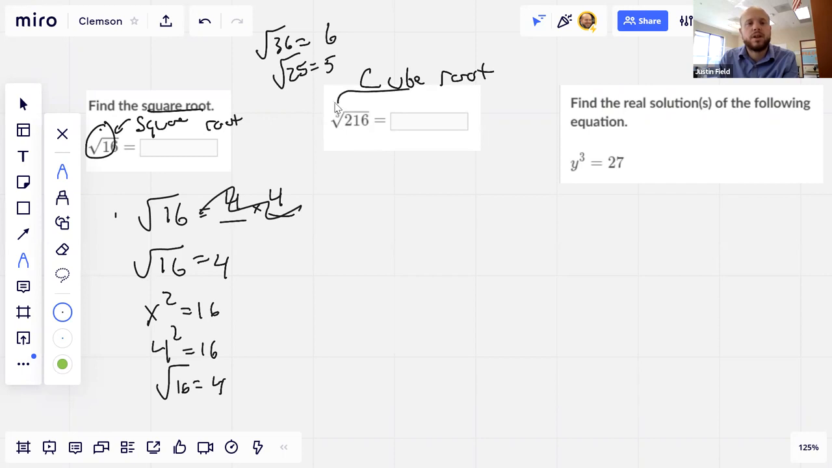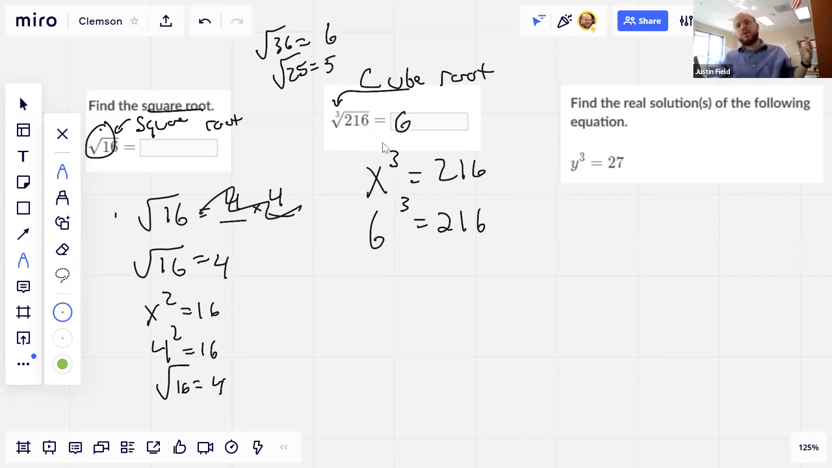See, in math, we say cubed for the third power. So this is actually asking you, what number to the third power is 216? You may not know it yet, but I know it's 6. All right, you can check it out. 6 to the third power is 216. So that means the cube root of 216 is 6.